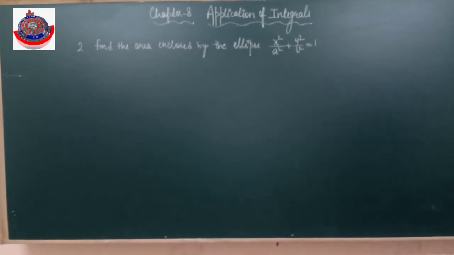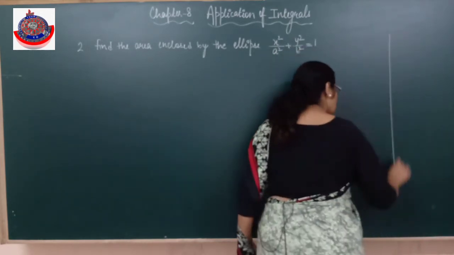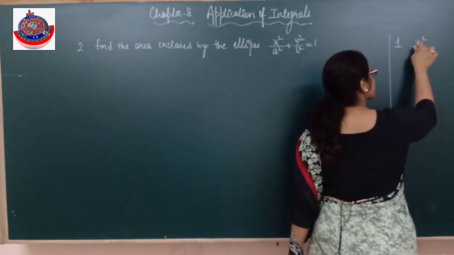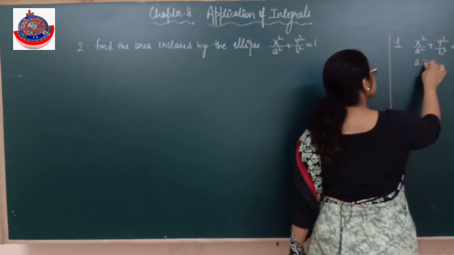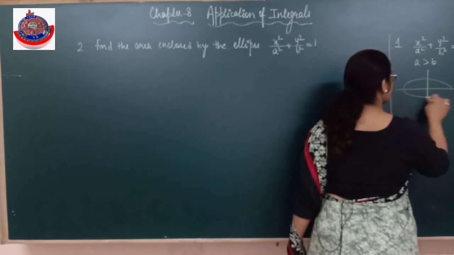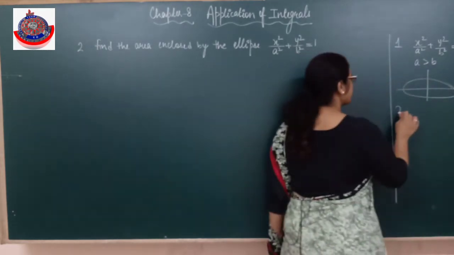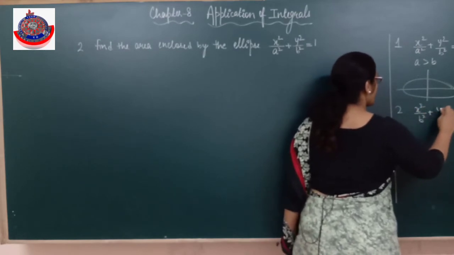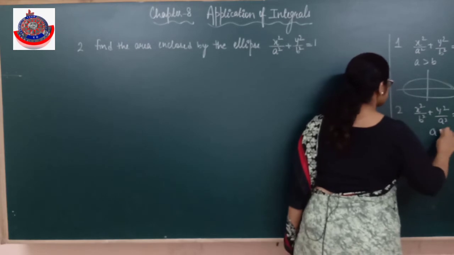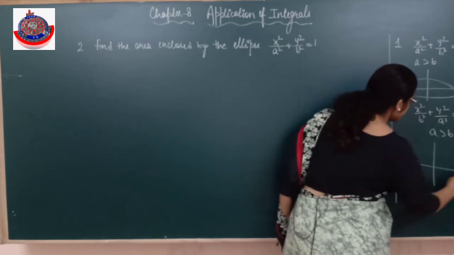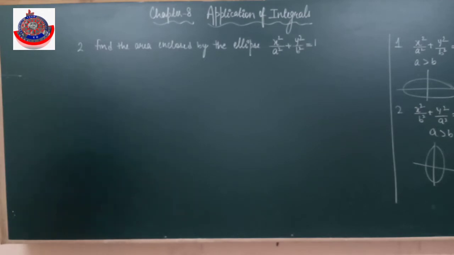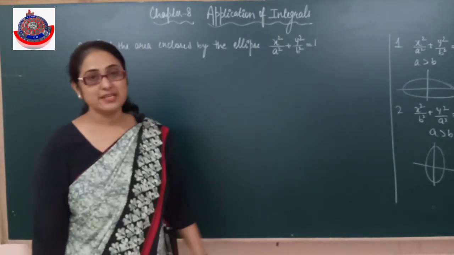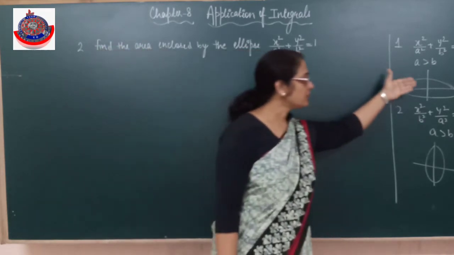Find the area enclosed by the ellipse x square upon a square plus y square upon b square is equal to 1. If you remember the ellipse, we have two standard equations. x square upon a square plus y square upon b square is equal to 1. If a is greater than b, then your ellipse is the horizontal one. Is it clear? And if x square upon b square plus y square upon a square is equal to 1, with a greater than b, that means the denominator of y is greater, then the ellipse is the vertical. Is it clear? This you remember. Alright. Now here it is given in the form of a and b and nothing is mentioned about which is greater, so by default I go with this one.